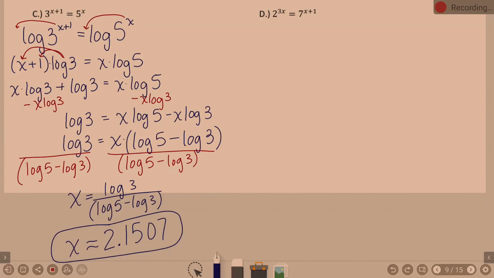Exponential equations, D. What's our first step to solve?